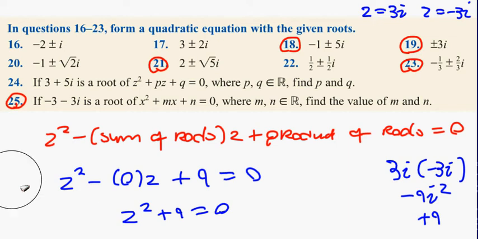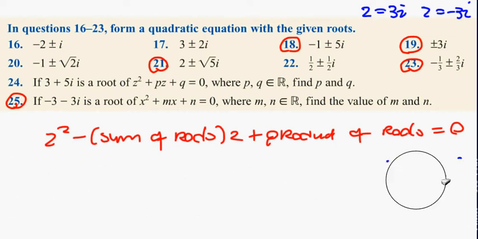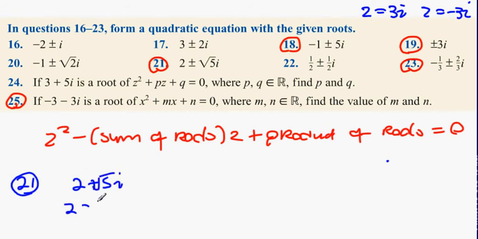Now, next one after that, we got 21. Number 21, which is 2 plus root 5i and 2 minus root 5i. So z squared minus the sum. So once again, the sum, guys, is going to be them added together. So root 5i is cancelled. It's going to be 2 plus 2, which is 4 for z. Because when you add 2 plus root 5i to 2 minus root 5i, the root 5i is cancelled there. Okay, and then we're going to have to multiply them by each other in a second.